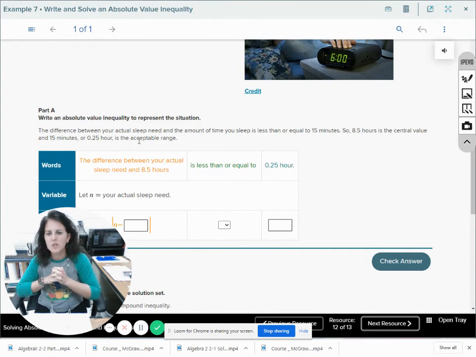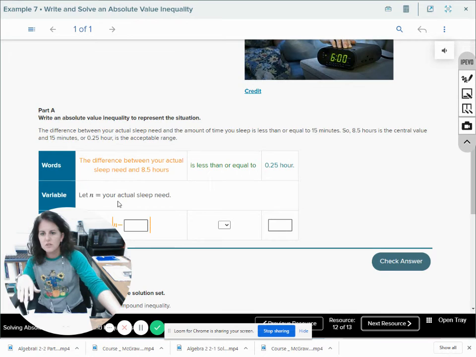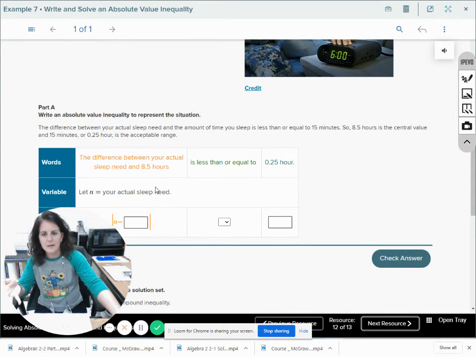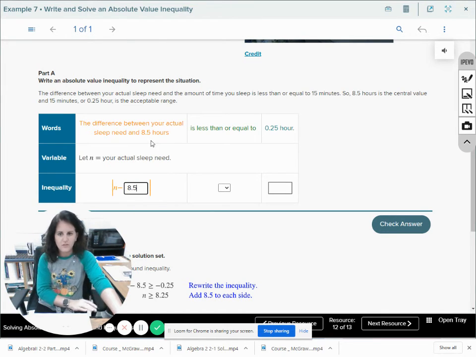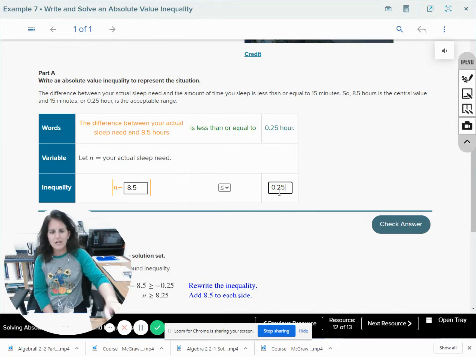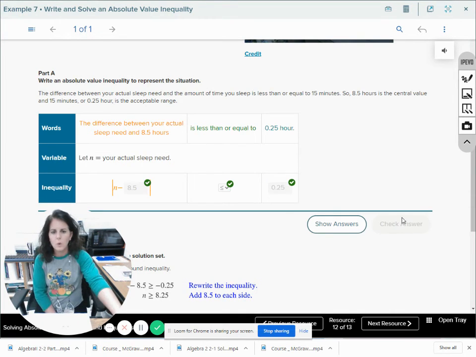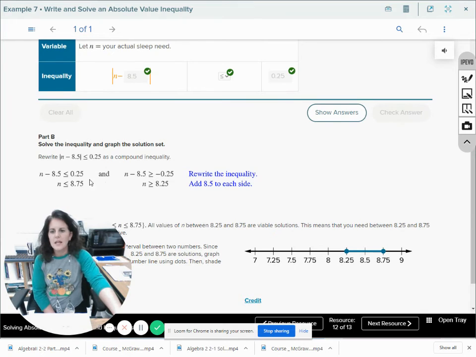So the actual sleep need is n. We're going to let n represent that. So the absolute value of n minus the actual amount, which is 8.5, is less than or equal to 0.25. So we've written our inequality now. Woohoo, we did good. Now what we need to do is solve it.